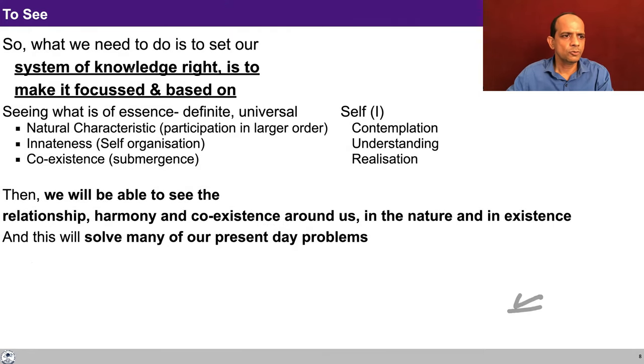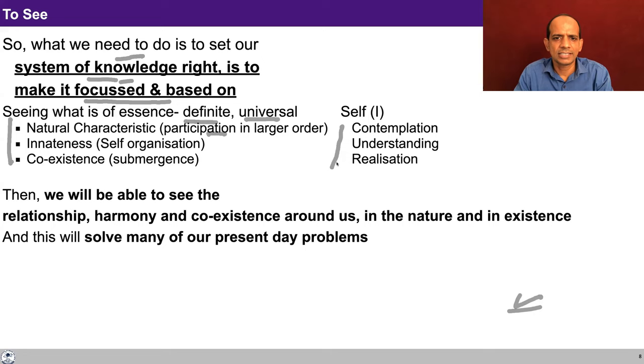So what we need to do is to set our system of knowledge right, and that is to make it focused and based on the essence part, to see something which is definite and universal. So can we focus our education today on natural characteristic and innateness and coexistence so that every self gets awakened through education? Can this be made the focus? Right from childhood, can we talk about these aspects of the reality?